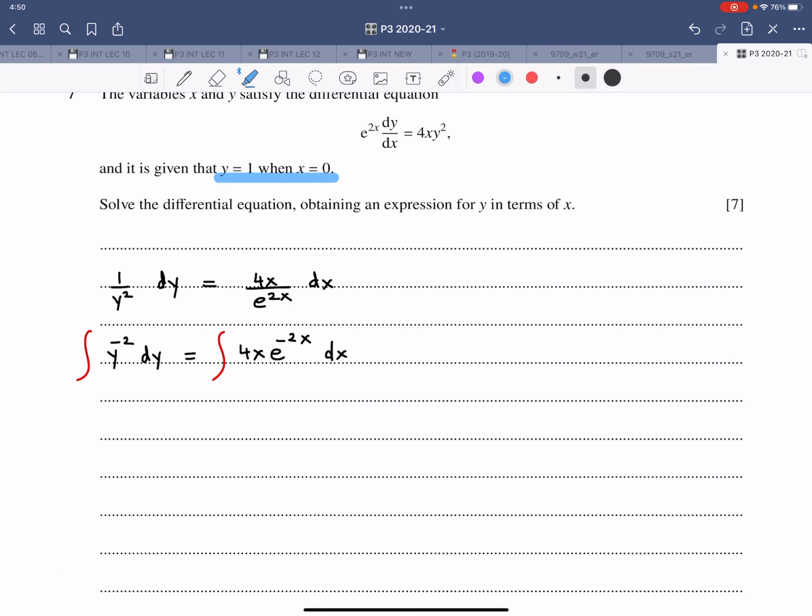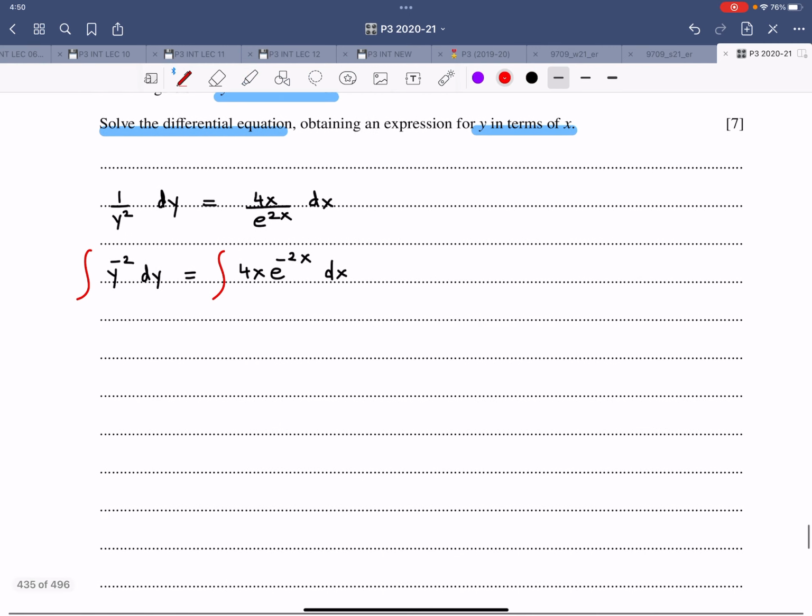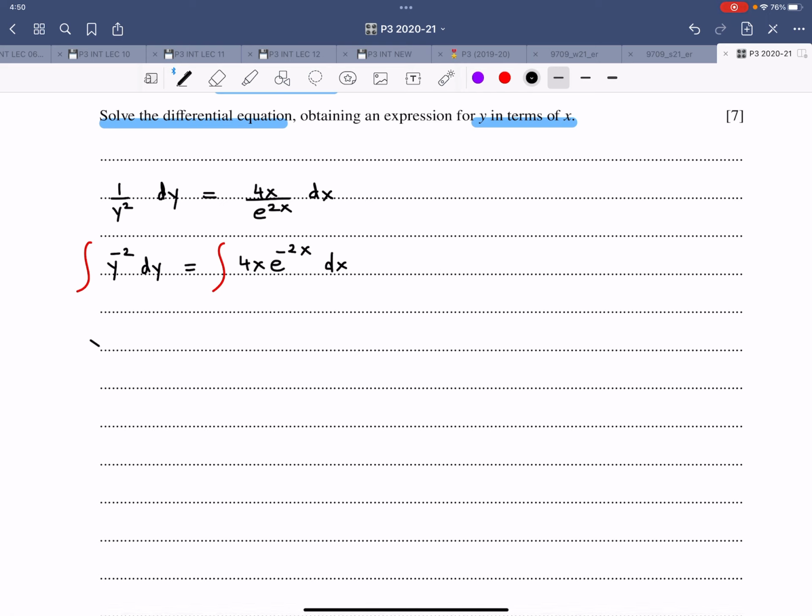Solve the differential equation. No particular term is asked. Yes, it's asked. Obtaining an expression for y in terms of x. So that is a necessity in this particular question. This is y raised to minus 2 plus 1 over minus 2 plus 1. The right side is integration by parts. U is 4x. dv is e raised to power of minus 2x dx. du is 4 dx. v by integration is minus 1 over 2 e raised to power of minus 2x.